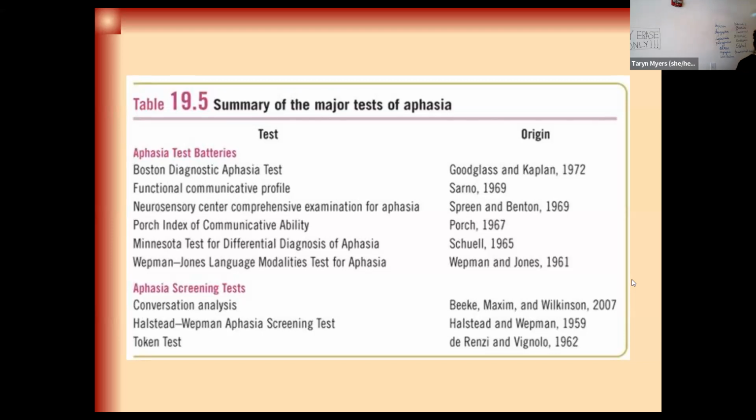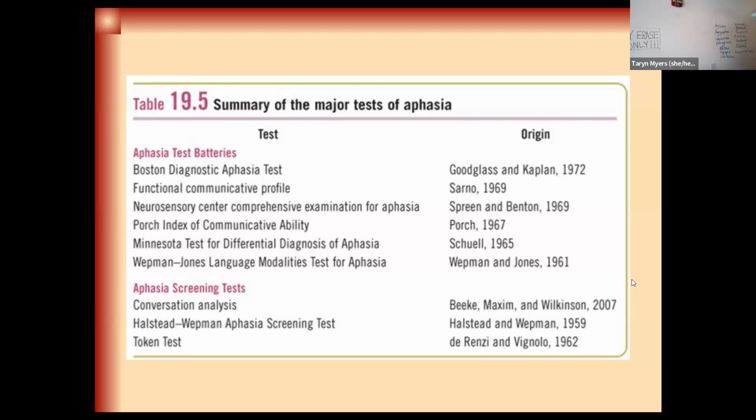There are also screeners. So if you think there might be an aphasia going on, but maybe that's not the primary problem, or you're not sure if that's actually what's happening, you can do these screenings, and that'll tell you whether you should do a more in-depth battery. So there's conversation analysis, just what it sounds like. You try to have a conversation with them in a structured way, following their guidelines, and that can tell you a lot about which of these aphasias they might be struggling with. The Halstead-Wepman aphasia screening test. And then the token test.